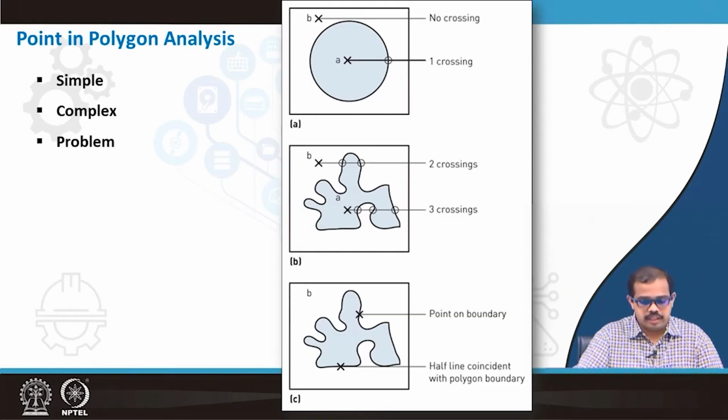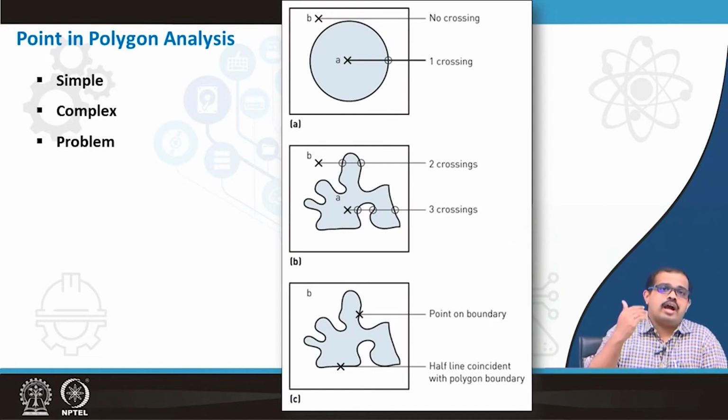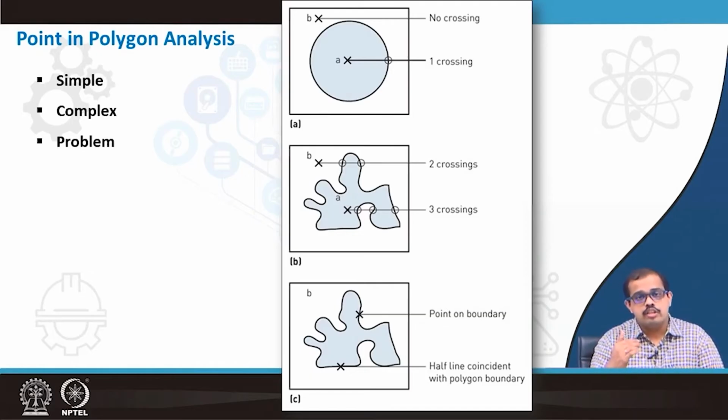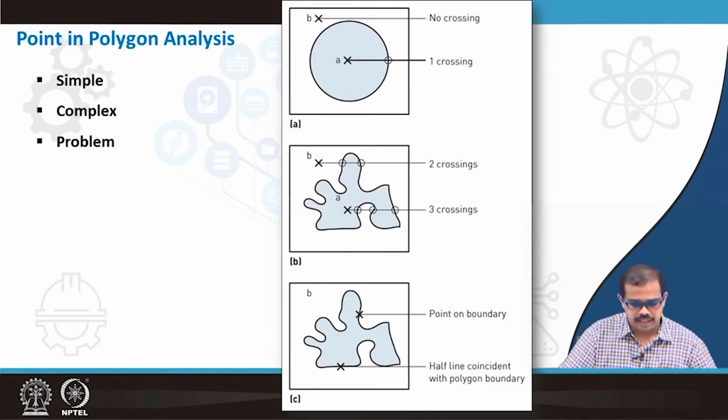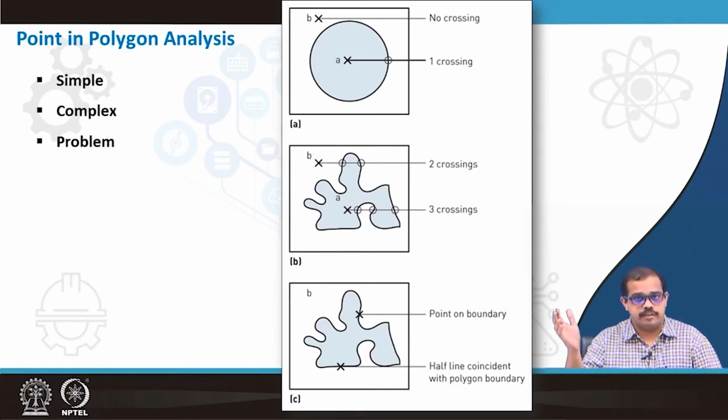But when you are looking at more complex issues, you may see that there may be a lot of crossings of a particular polygon. If you look here, these are 2 points, and if you take a point B, there are 2 crossings, whereas if you take a point A, it has 3 crossings. This is if you are trying to understand a cross sectional analysis in this particular study. That is how point in polygon analysis is done. For example, if I draw a line like this and try to see how that particular point is analyzed over a particular region.